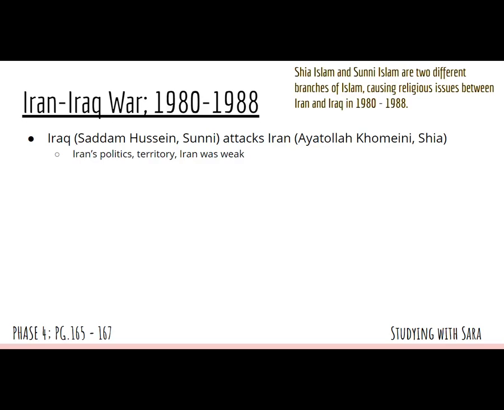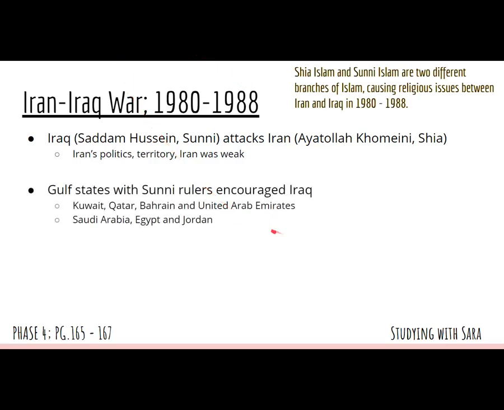This was done to establish their own power, but also to gain territory from Iran and in turn profit from Iran's oil and turn it into an export. This was doable, especially as Iran was weak due to the fall of the Shah in 1979. Countries with Sunni rulers, listed here, heavily supported Iraq and provided them weapons and arms.